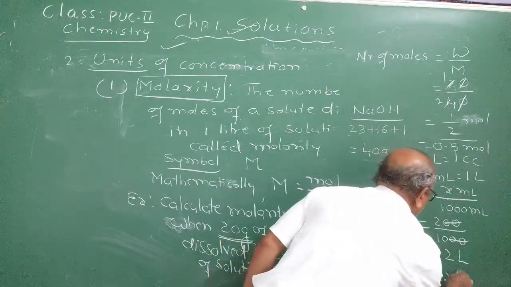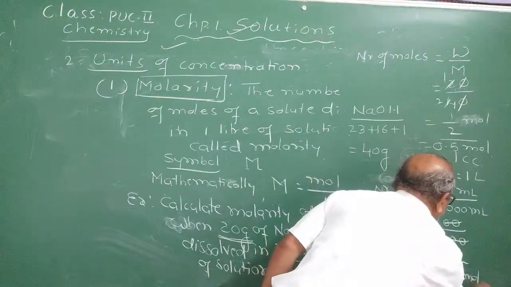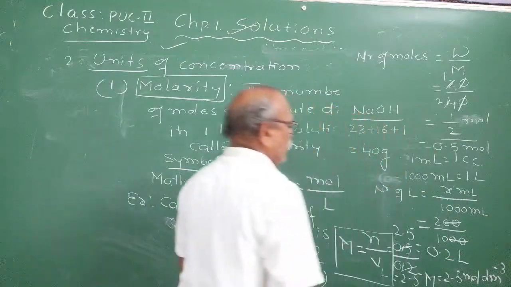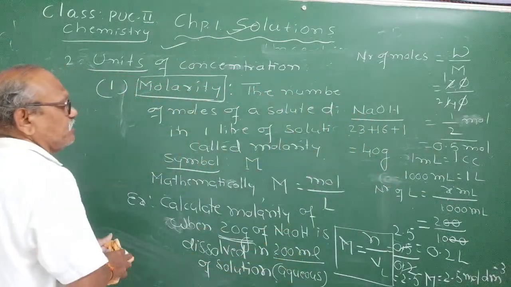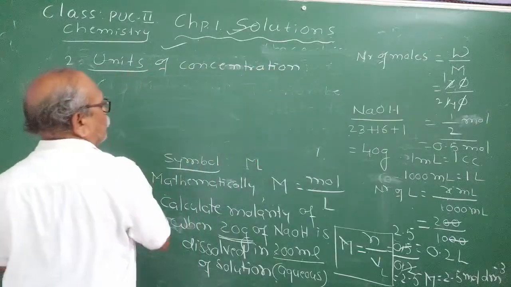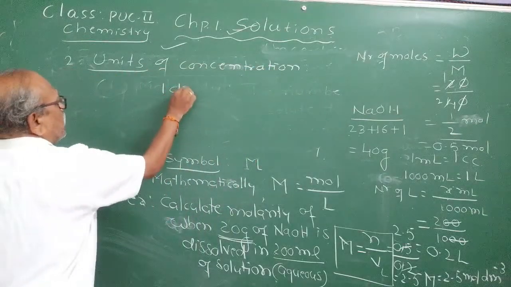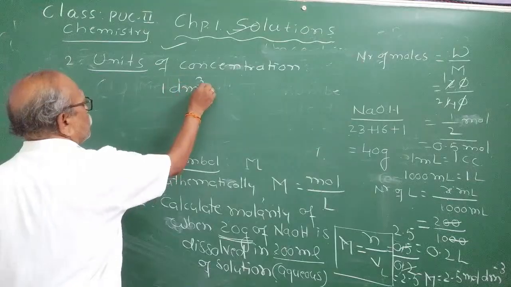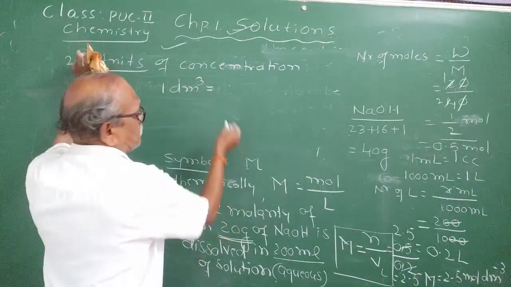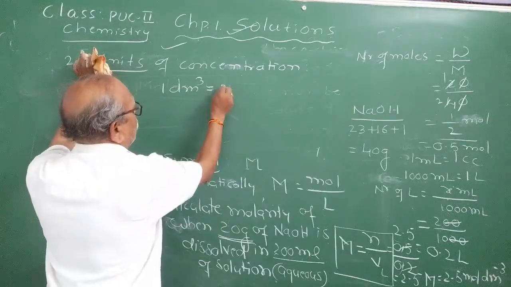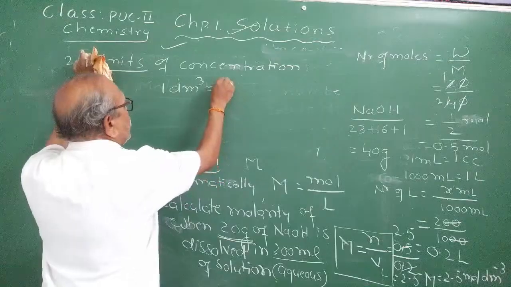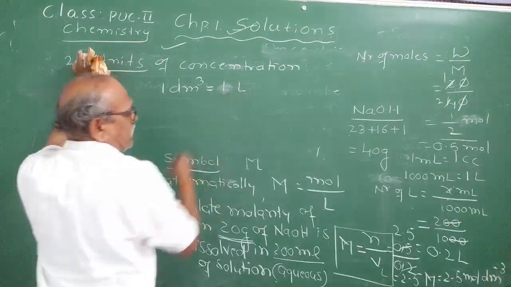Even you can write it as 2.5 mole per dm cube. What is the dm cube? 1 dm cube is equal to 1 liter. Remember, you learnt in the conversion. If you want to learn all of them, you can see my first PU, some basic concepts in chemistry. Just I am refreshing you. Already you know this, that is 1 dm cube is always equal to 1 liter.